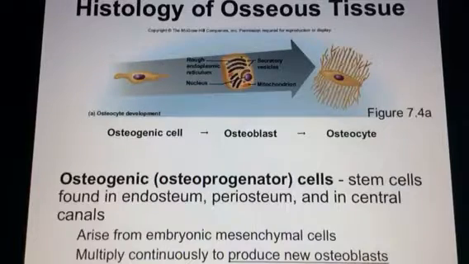Here we go. So osteogenic cells are stem cells that are found in the endosteum, periosteum, and in the central canals. So they are what are multiplying, and then they will be producing new osteoblasts. Okay, so if you want to think about, I don't know how you're going to remember this, osteogenic stem, that doesn't really rhyme, but they are the cells that will produce osteoblasts.